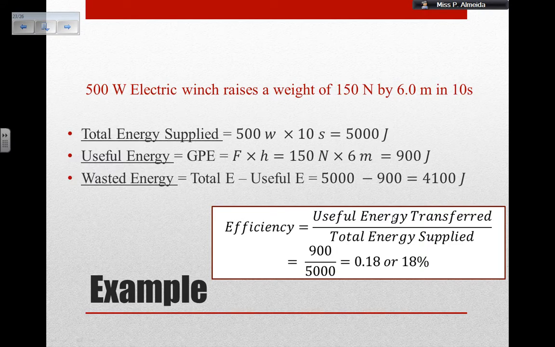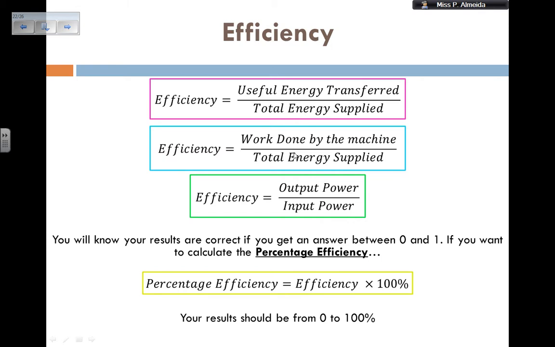So let's look at the example that I had before. I had the total energy, I had the useful, I calculated the waste energy. So what is the efficiency? Well, out of these three formulas, I have the useful energy transferred over the total energy supplied, okay? Or I can even use this one, work done by the machine divided by the total energy supplied. I could not use this one because although I know my input power, I don't have my output power yet, although I could calculate it.